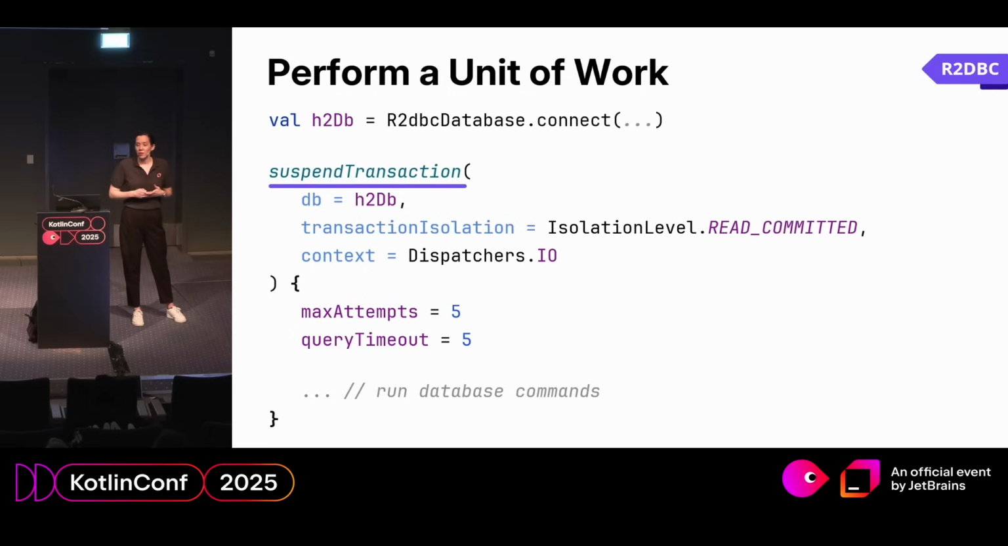The R2DBC variant is similar. It is currently called suspend transaction. It takes an R2DBC database instance, the same similar configuration parameters, some specific coroutine ones, and inside the R2DBC transaction, we can perform the same database operations.